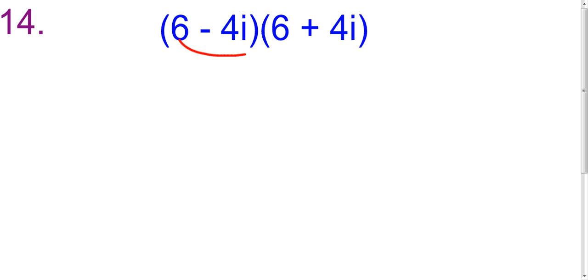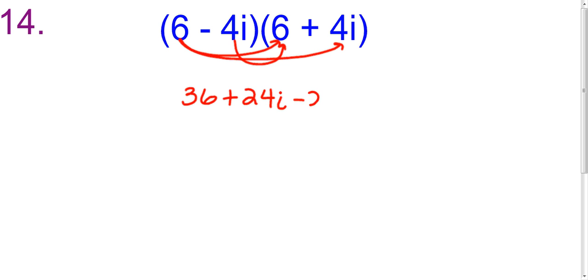So when we distribute this 6 through, we'll have 6 times 6, which is 36, and 6 times 4i, which of course we know is 24i. And we'll continue. Negative 4i times 6 is negative 24i. And negative 4i times positive 4i is negative 16i squared. And now we've got a little bit of simplifying to do. This negative 24i and positive 24i will cancel each other out and make 0.